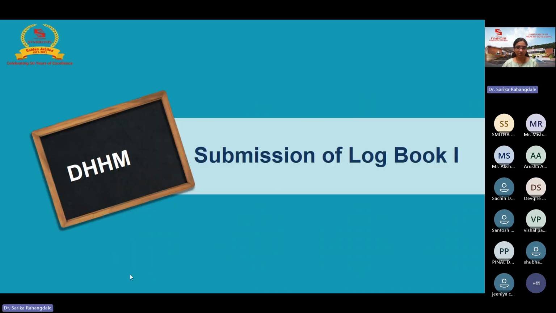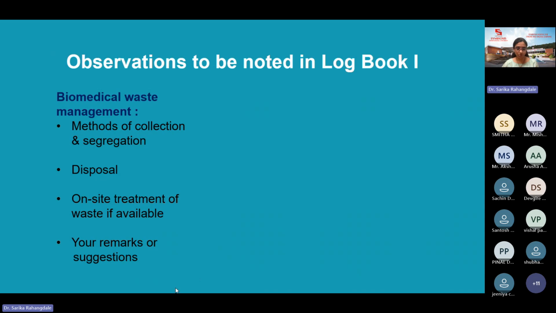Yes, so this is all related to the submission of logbook 1. We have talked about the basic details of the hospital. About the hospital, you will write all the details: how many beds, what facilities are available, right?